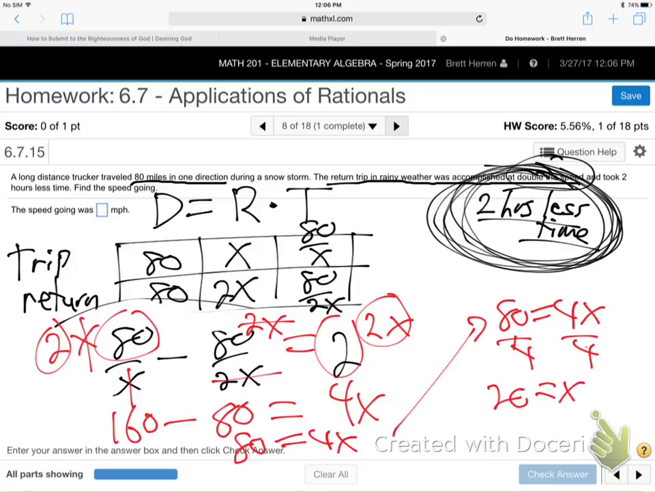Let's go unlock the doors they want. What doors do they want? The speed going. Where's that? What box is that? They just want one answer. Speed is rate. Do they want this one or the other one? Not the return, but that one. So it is just x. So it is just 20. We're done. Answer's 20. That truck went 20 miles an hour on the way there.